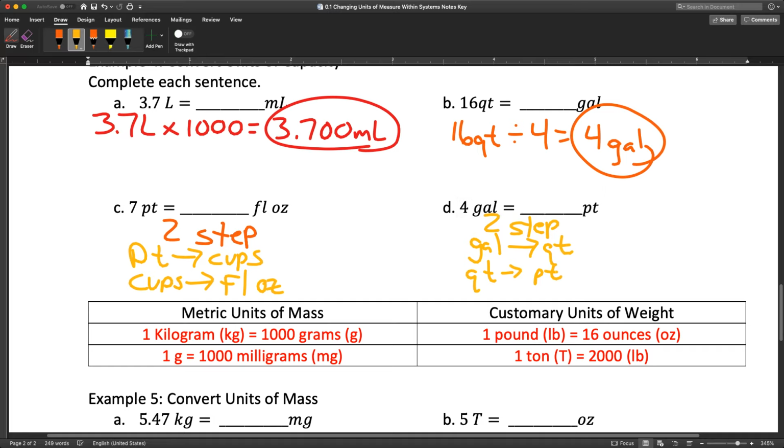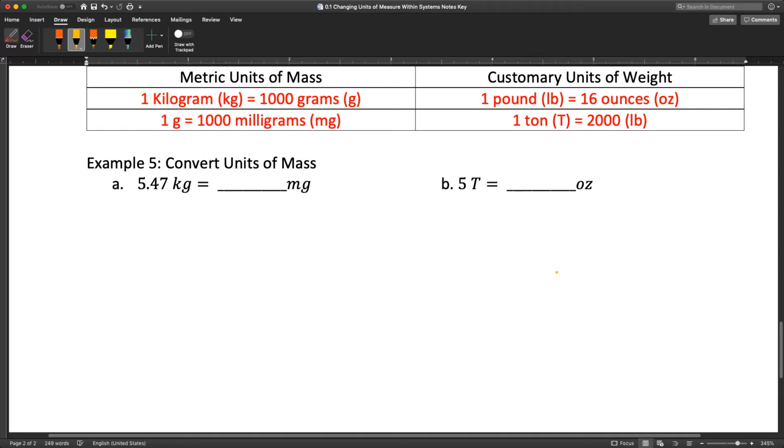Our last thing that we're going to talk about today is the metric unit of mass, which is kilograms, grams, and milligrams. And then in the customary units, we're going to talk about pounds, ounces, tons. When you are taking a look at converting 5.47 kilograms into milligrams, you will notice that there's not a direct relation between your kilograms and your milligrams. So this is a two-step conversion.